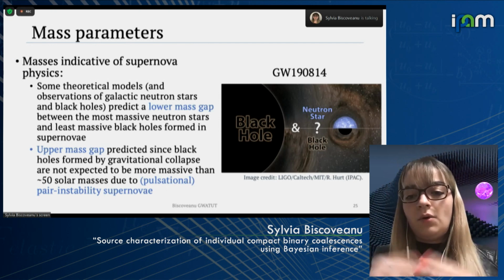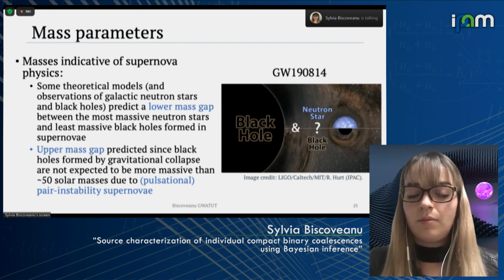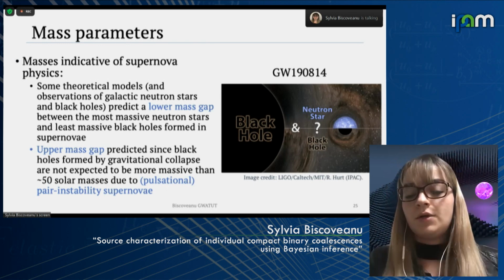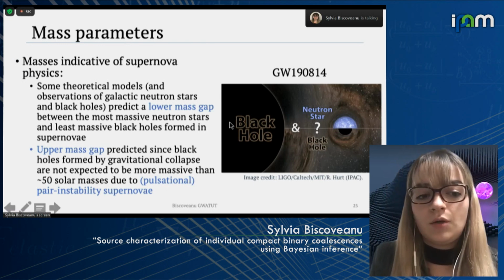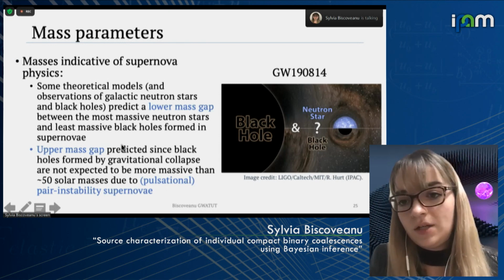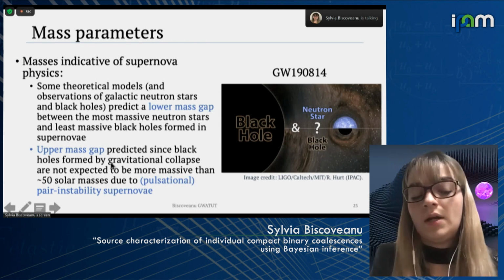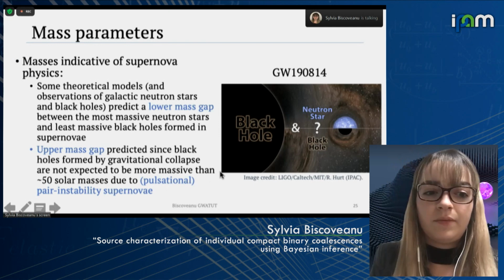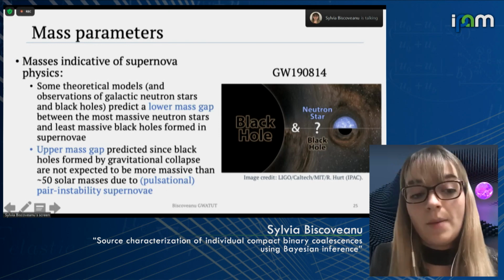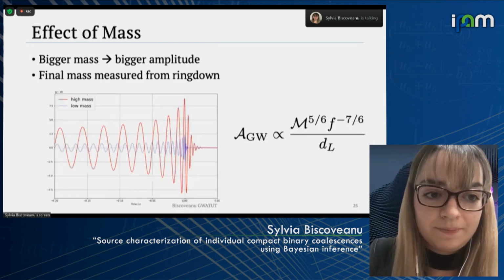Instead, the whole star basically gets blown apart due to instability caused by pair production during the supernova, and so there's no remnant left, and so we shouldn't detect black holes that are more massive than about 50 solar masses. And this is also already being challenged because we detected GW190521, where at least the primary is living in this upper mass gap. So this is what we can learn with the masses.